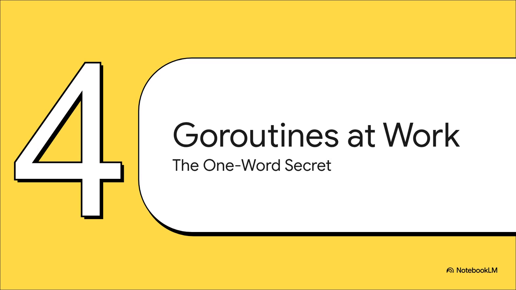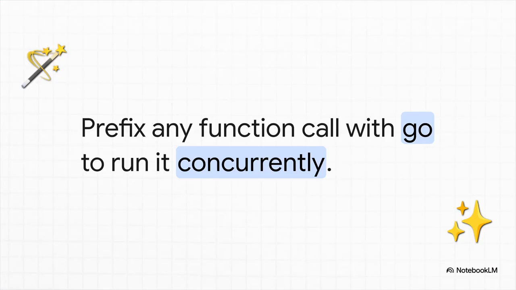All right, now for the fun part. Putting Go routines to work. Now, with all this power, you'd think it has to be super complicated to actually use, right? Nope. Turns out the secret to all of this concurrency magic is just one little word. This is it. That's the secret sauce. The keyword Go. This one tiny two-letter word is what unlocks everything we've been talking about.